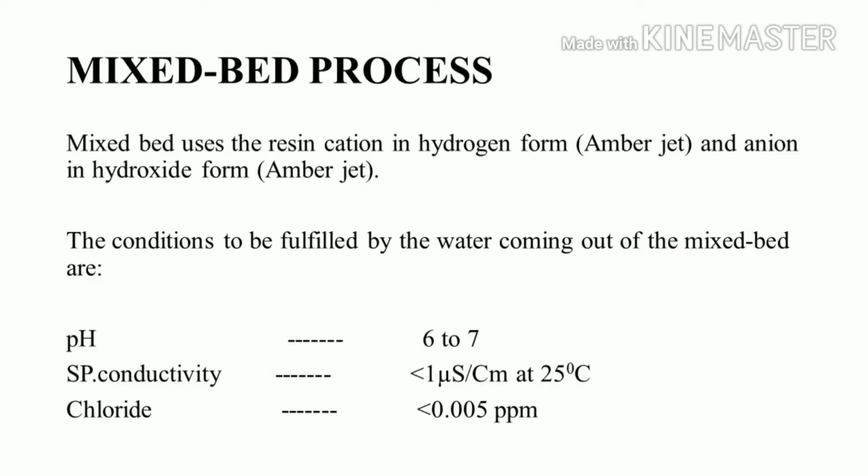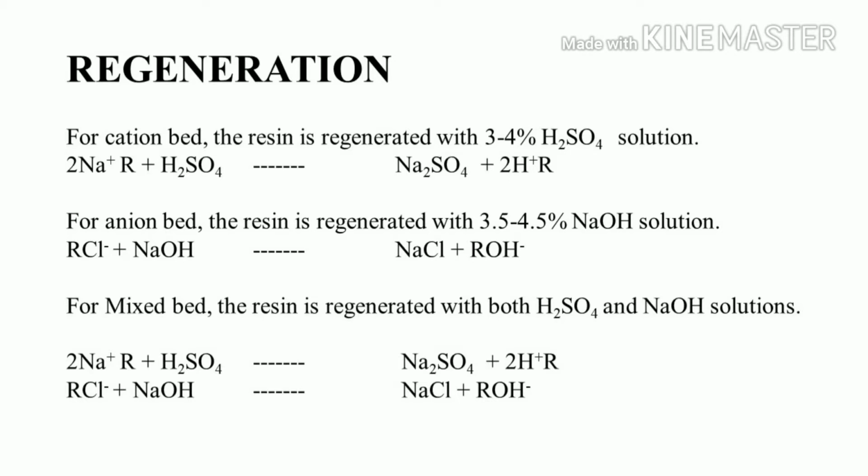Mixed bed process. The mixed bed uses the resin cation in hydrogen form and anion in the hydroxide form. The conditions to be fulfilled by the water coming out of the mixed bed are pH must be 6 to 7, specific conductivity must be less than 1 microsiemens per centimeter and chlorine content should be less than 0.005 ppm, which is parts per million.